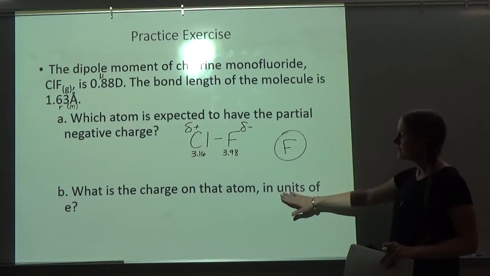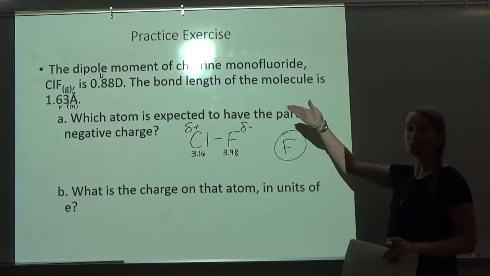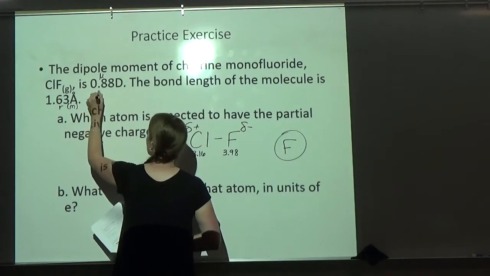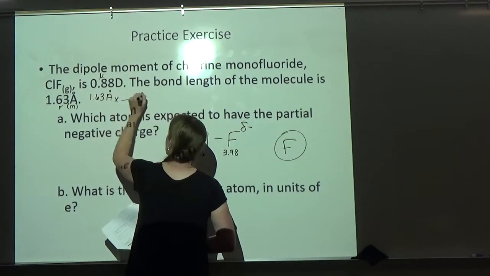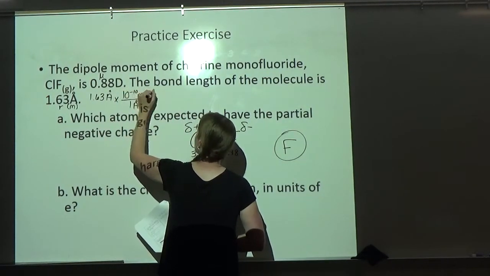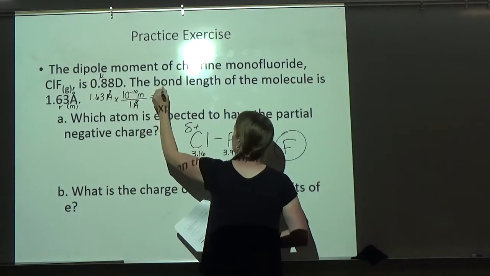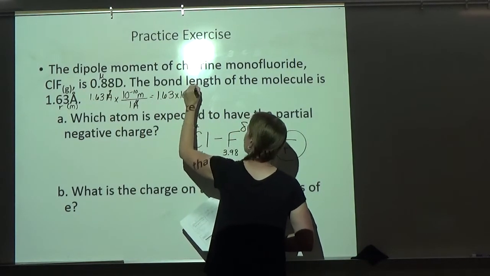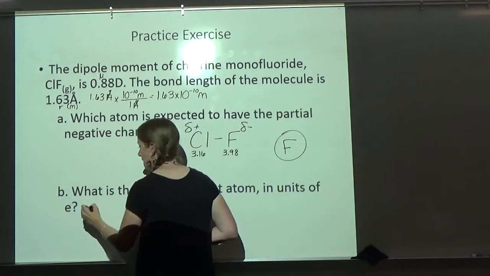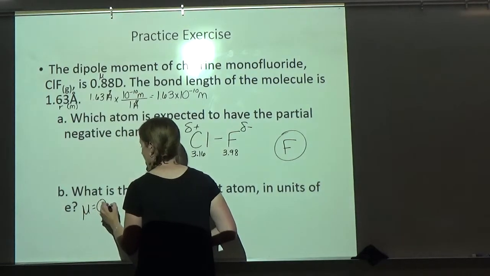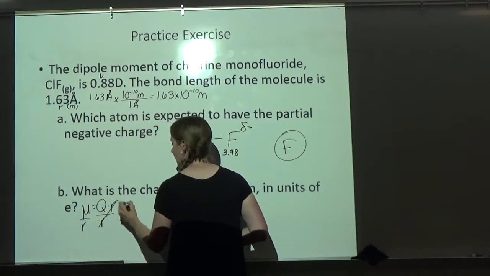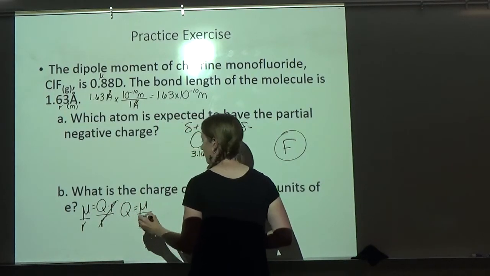All right, and so then it says, what is the charge on that atom in units of E? So this is where I'm going to work backwards again. First I have to change my angstroms to meters. So 1.63 angstroms, and we know that 1 angstrom is 10 to the negative 10 meters. So that changes to 1.63 times 10 to the negative 10 meters for my R value. Okay, so we know that mu equals Q times R. We want to solve for Q, so I can divide both sides by R. So Q is mu divided by R.